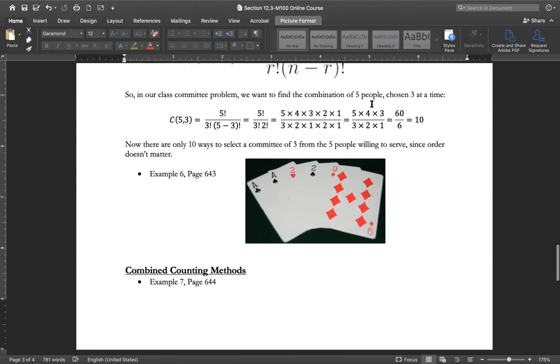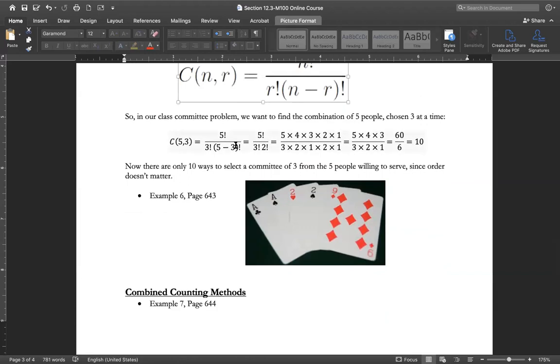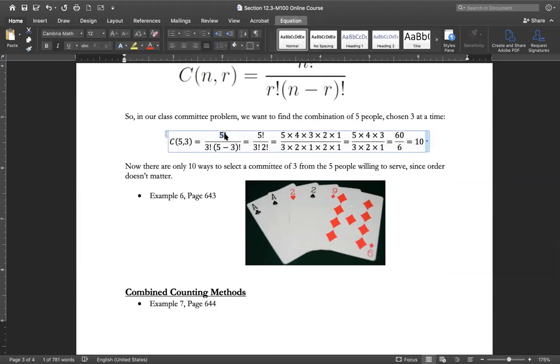So, applying that to the class committee problem, the combination of 5 choose 3, notice, and again, on your calculator, that's going to be the nCr, different notation, but it's the same concept. The combination of 5 objects chosen 3 at a time is going to be 5 factorial, that's my n, over r factorial, my r, 3, times in the denominator n minus r factorial. So we have 5 factorial over 3 factorial times 2 factorial.